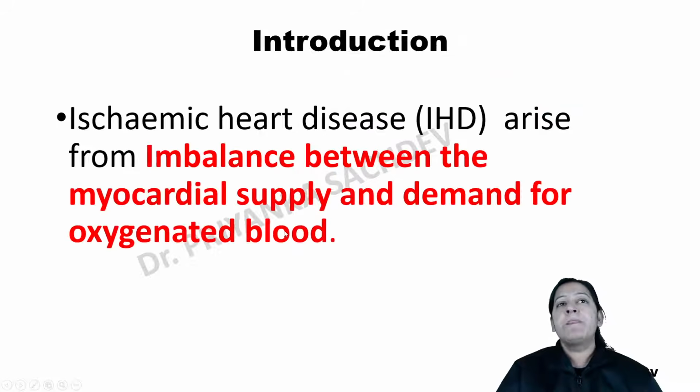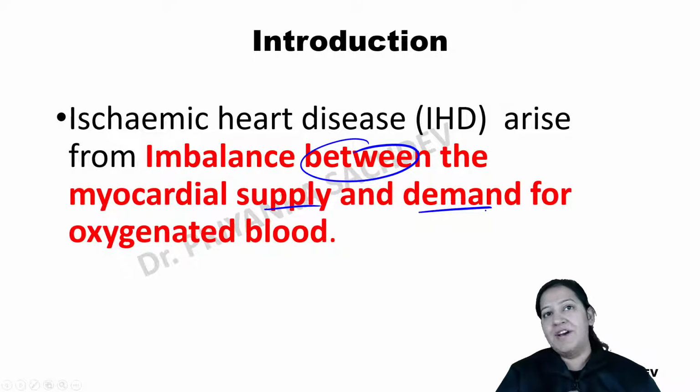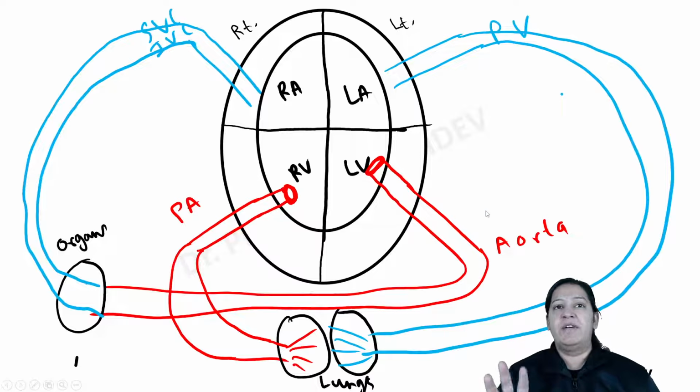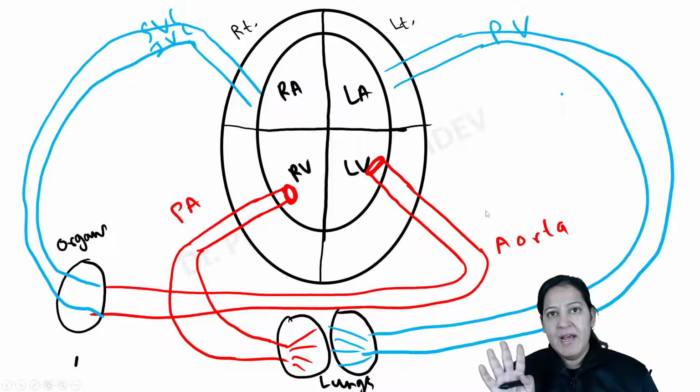So let me tell you. Here is the definition of ischemic heart disease or coronary artery disease. There is an imbalance between demand and supply of the heart. Now you should understand what is the demand for the heart and what is the supply of the heart. So demand and supply of oxygenated blood, right? Okay, let me tell you.